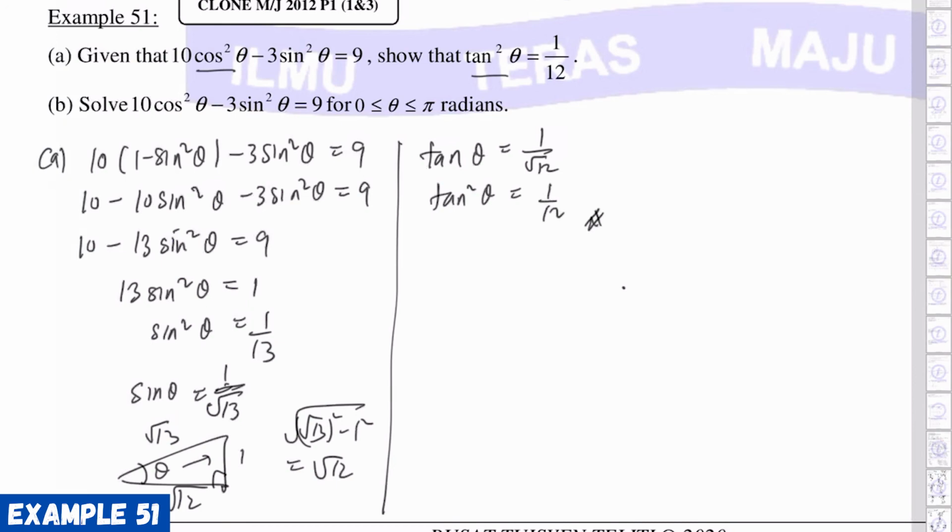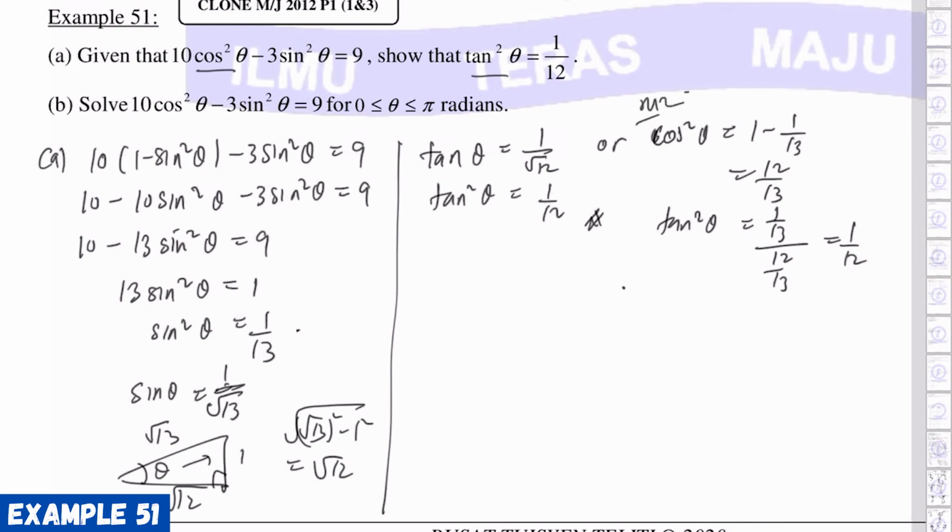Okay. Now, alternately, you can also do it this way. Since I've got my sine square already, we can say that cos square is 1 minus sine square, 1 minus 1/13, which is 12/13. And tangent square is my sine square, 1/13, divided by cos square, 12 over 13, which is still 1 over 12. Up to you. You can use this method instead of drawing a triangle out.